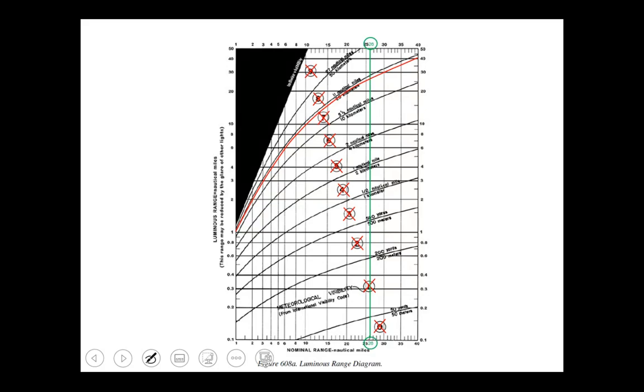And then what I'll do is where those two lines intersect, I'll draw a dot and then a horizontal line over to read out that value. It's just above that 25 nautical mile tick, so it's 26 nautical miles.